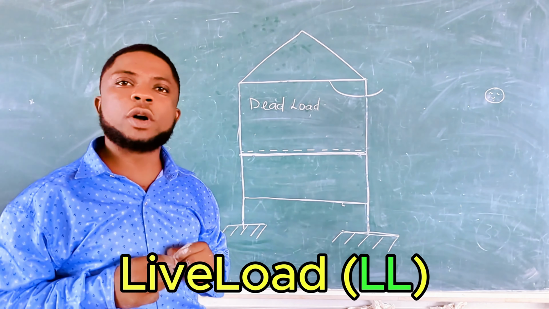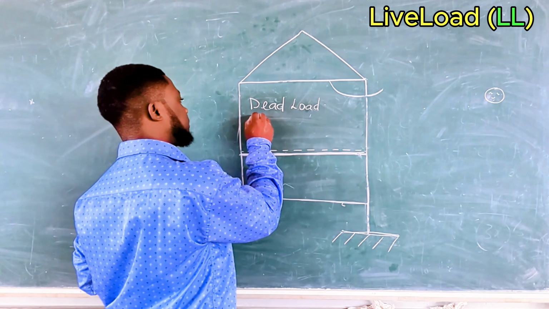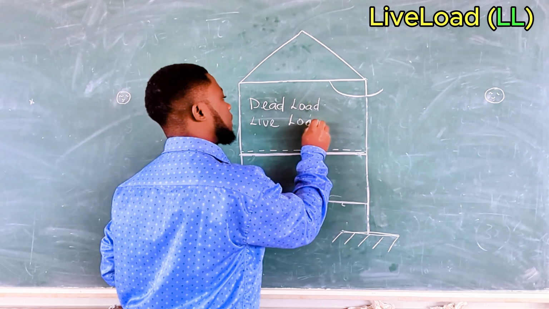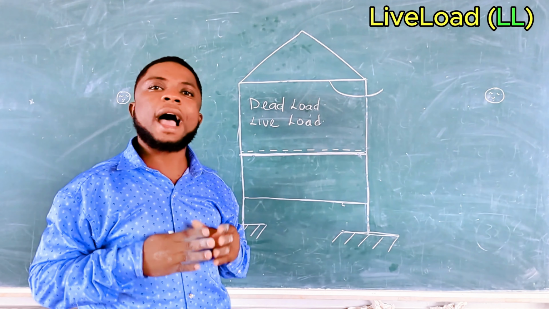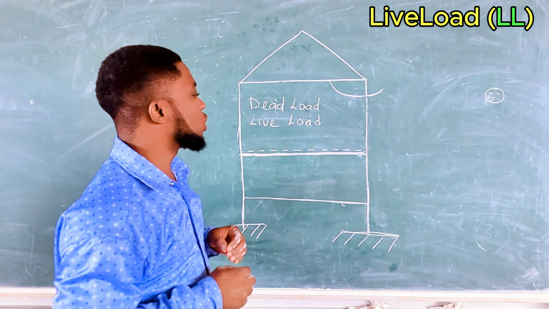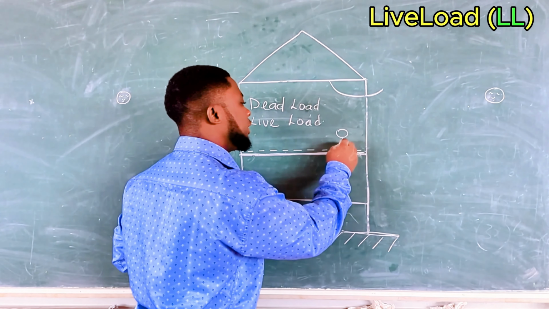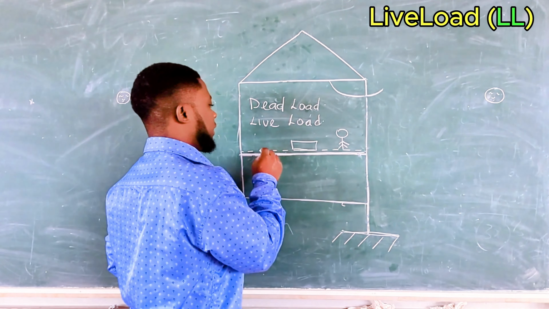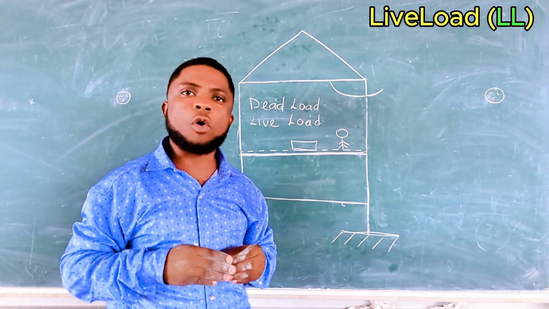The next type of load we want to look at is the live load. Live loads are variable loads. These are loads such as people in the building, furniture, things that will come and go in a structure.